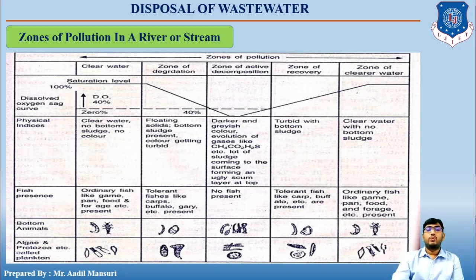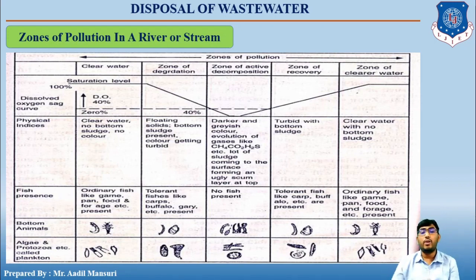So next is zone of active decomposition. This zone is marked by heavy pollution and it is characterized by water becoming grayish and darker than the previous zone, that is the zone of degradation. In this zone, dissolved oxygen concentration falls down to zero. As a result, anaerobic conditions will set up, resulting in formation of gases like methane, carbon dioxide, hydrogen sulfide. And a lot of sludge is coming to the surface, forming an ugly scum layer at the top.